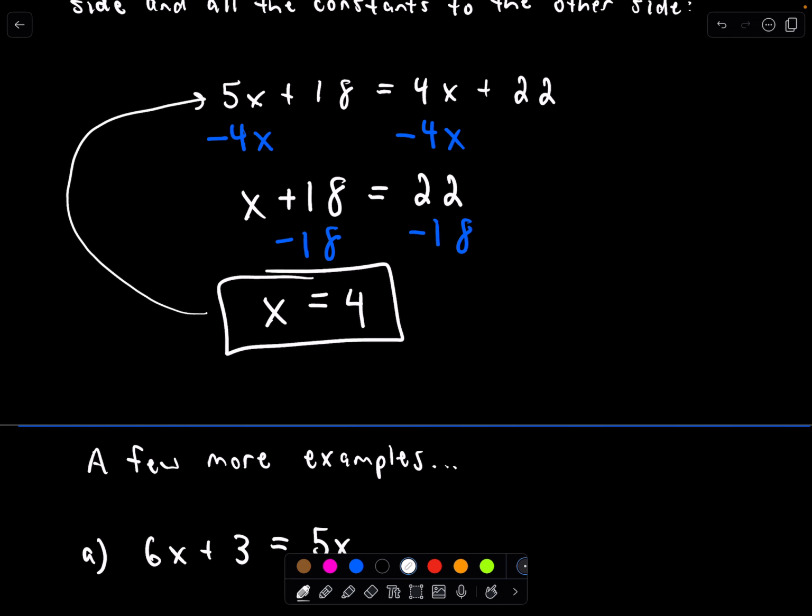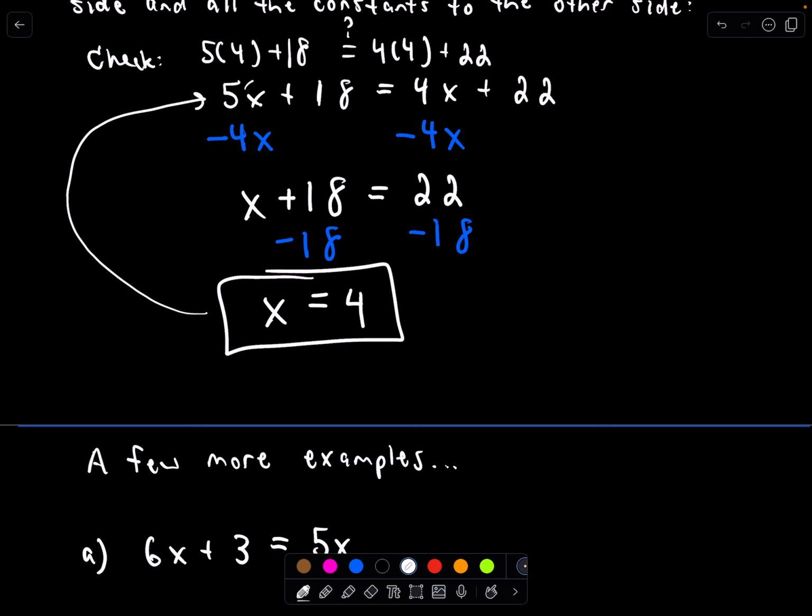You could check it to make sure, because 5 times 4 plus 18, does that in fact equal what we get when we take 4 times 4 plus 22? Well, let's see. I left out, I was going to say something's wrong here. I should say 5 times 4 plus 18. I said plus 8. Okay.